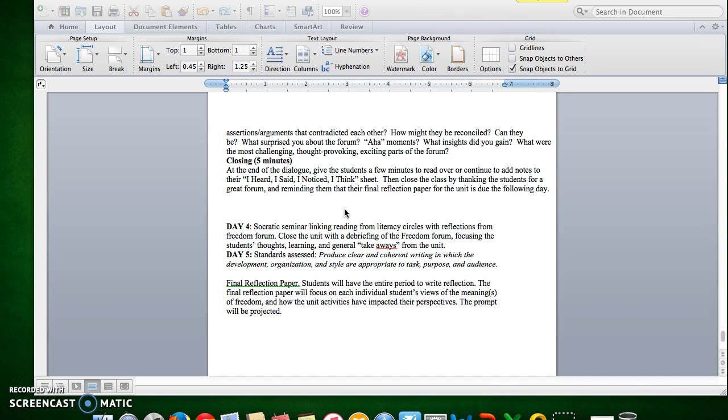And I also have a rubric and a checklist for students when they are participating in the Socratic seminar, just to make sure that there is an equal amount of voices being heard and everyone gets the chance to participate. And then on the final day, we'll do the final reflection paper, and students will have the entire period to write that reflection. And then we'll debrief as a class and wrap up.